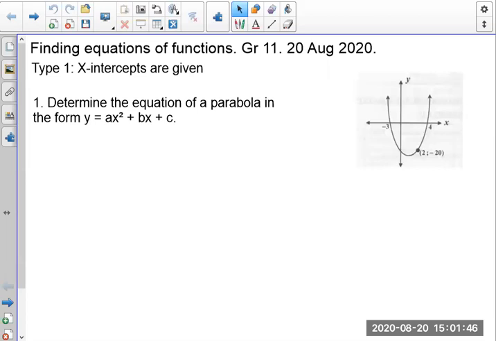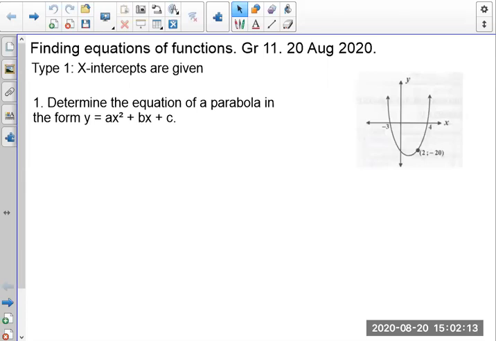Okay, now yesterday I said I'm going to show you today how to find the equation if you have the graph. So now it's the other way around. You don't have the equation and you have to draw. You have the sketch and you have to find the equation. So now the question is, determine the equation of this parabola in the form y equals ax squared plus bx plus c.